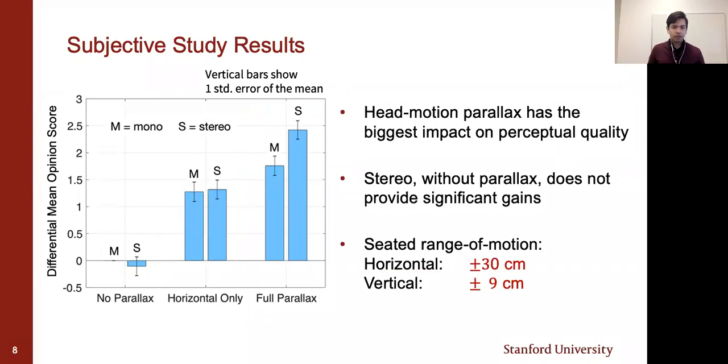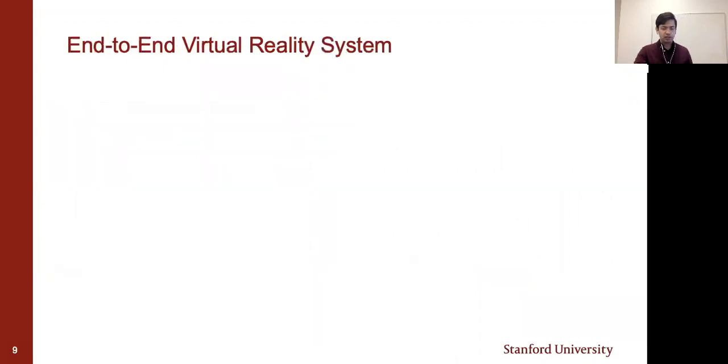Additionally, we also measured the range of head motion for viewers that were seated in a chair. And we found that the horizontal range of motion was about 30 centimeters and the range of vertical head motion was ±9. So hopefully with this, I've convinced you that head motion parallax is something important and worth spending time into. Now let's take a look at a typical end-to-end cinematic VR system.